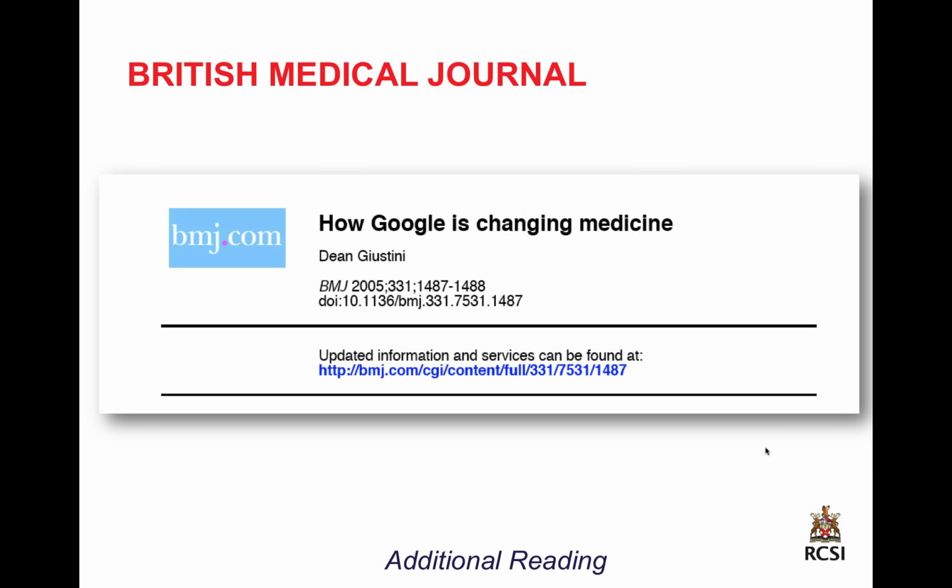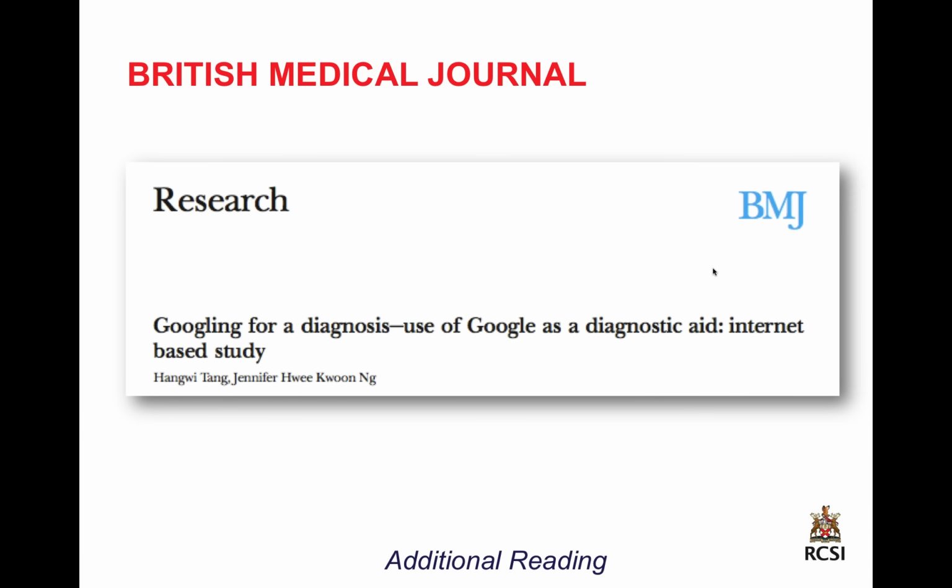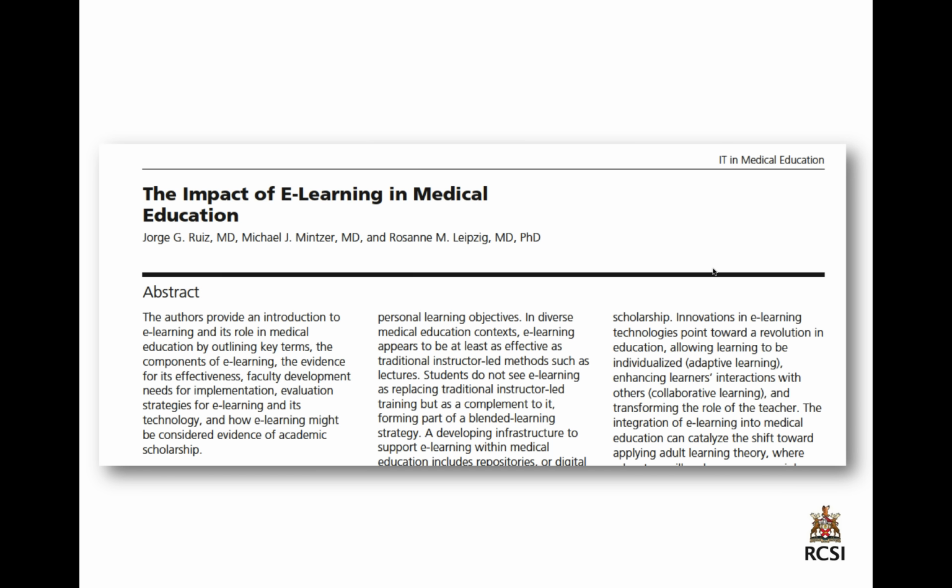The second paper is from the BMJ, the British Medical Journal, and it is entitled "How Google Is Changing Medicine." Then there is a research paper from the BMJ, "Googling for a diagnosis: use of Google as a diagnostic aid: internet based study." And this is a very interesting study where Google is actually used to see if a correct diagnosis has been reached. And then finally, the impact of e-learning in medical education. And certainly you could take the word medical or engineering or anything else and use them interchangeably there. It's not just about medical education.